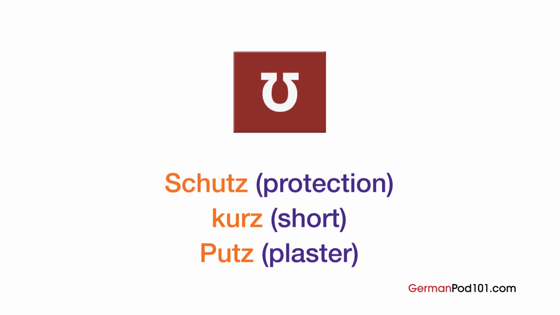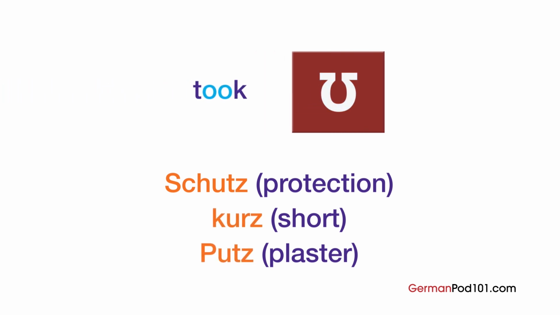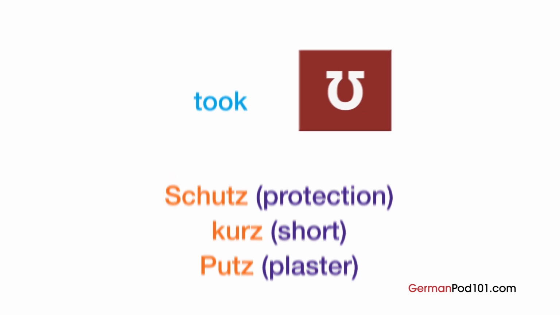And the last vowel is U, as in Schutz, kurz, Putz. It's identical to the double O sound in the word took. U, U.